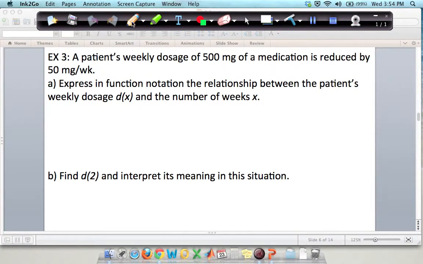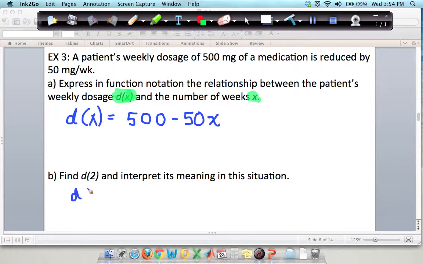Okay, let's look at another example. A patient's weekly dosage of 500 milligrams of a medication is reduced by 50 milligrams a week. Express in function notation the relationship between the patient's weekly dosage, d of x, and the number of weeks x. So we're told what variables to use here for the function. We're going to use d for dosage and x as our input. So the equation would be d of x equals, we started with 500 milligrams, and then it's being reduced 50 milligrams per week, so it'd be 50 times the number of weeks. So that is our function.